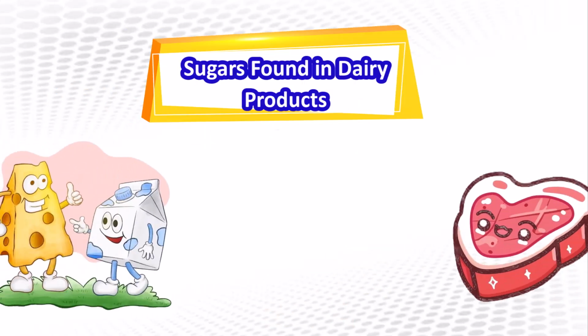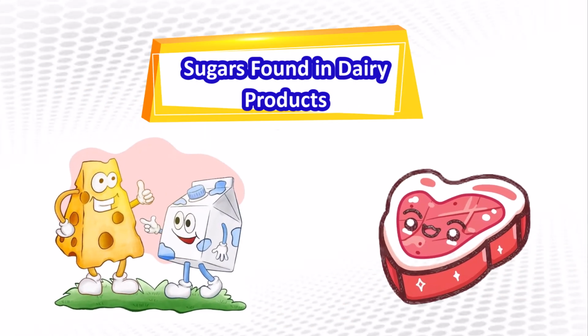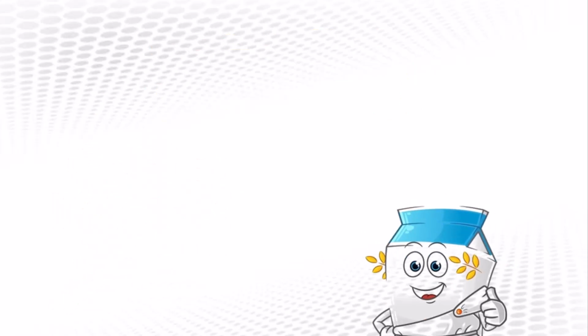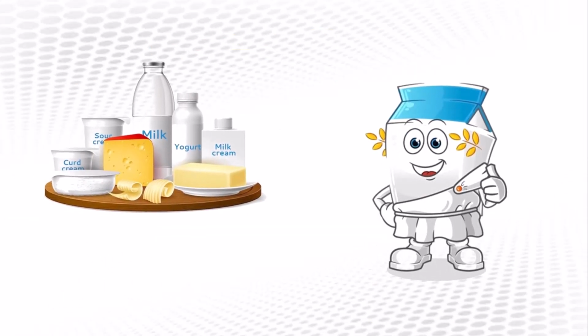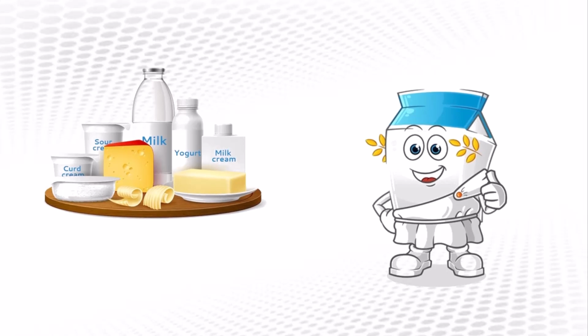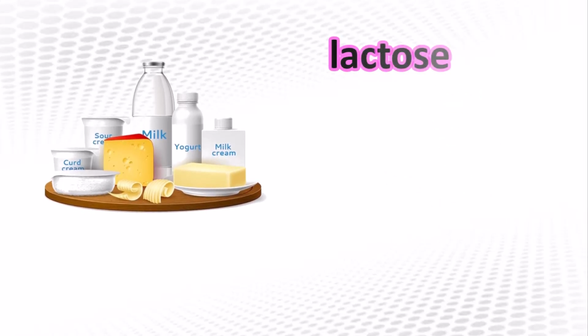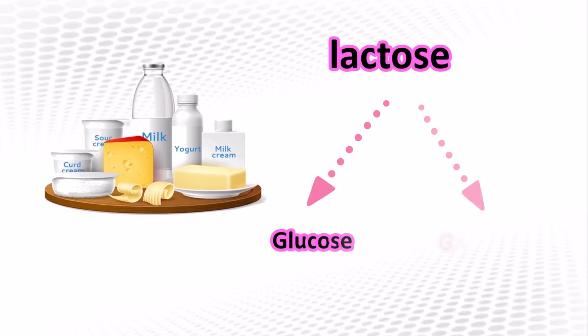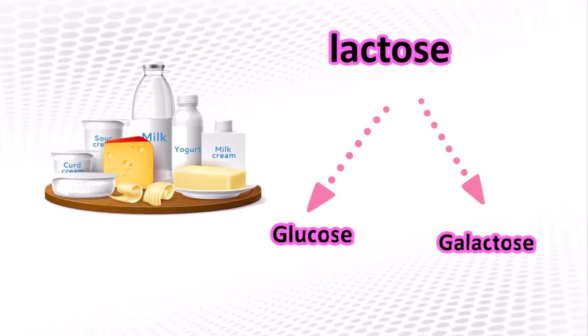Sugars found in dairy products. Most people, when they hear the word dairy, think of calcium and protein, but dairy products also contain natural sugar. This sugar is known as lactose. After digestion, lactose is broken down into glucose and galactose, which are used as a source of energy for the body's cells.